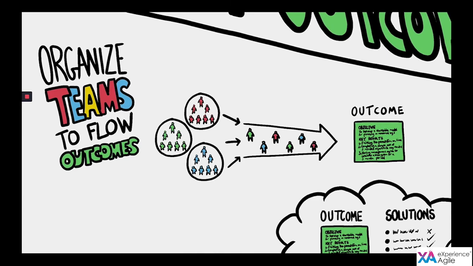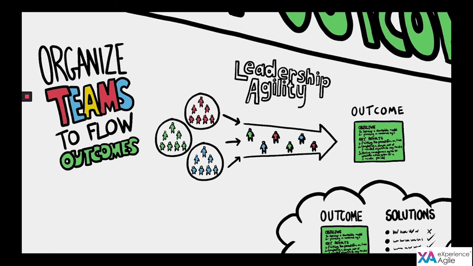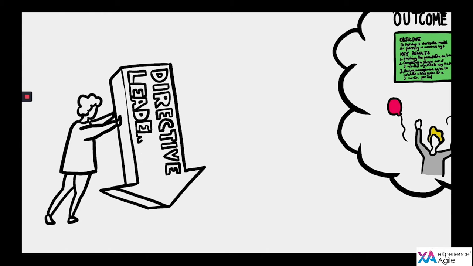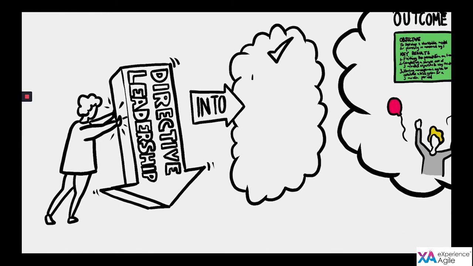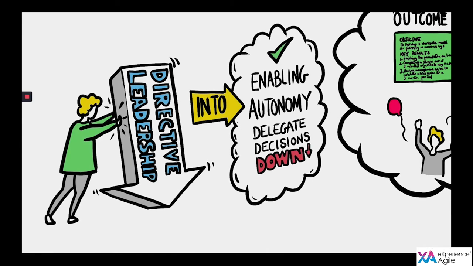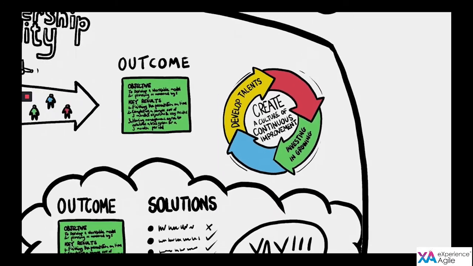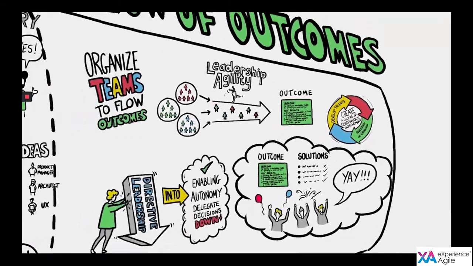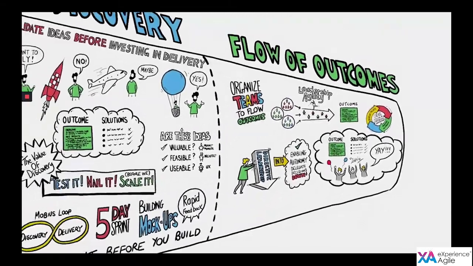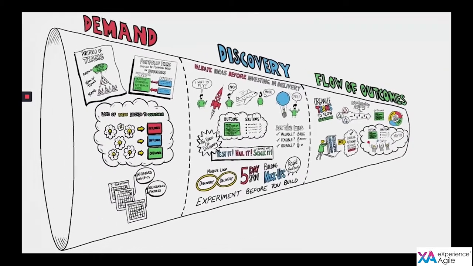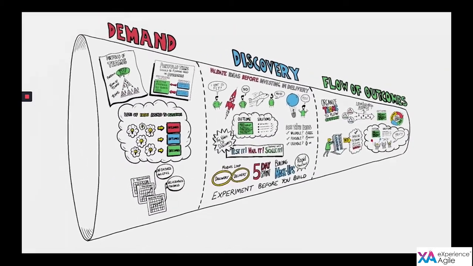To support this system that is designed to flow outcomes, at the very top, we need leadership agility. We need to shift from the very directive style that we have today into more of enabling autonomy and delegating decisions down. We need to also invest in developing talent, because through this journey, you're going to see there's a lot of new roles that are going to be created, and a lot of roles that are today will need to shift, including the role of leaders. So developing talent and investing in growing our skills is another critical enabler.